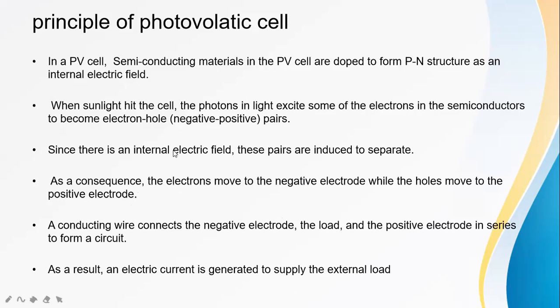That means, what is the principle of this photovoltaic cell? Whenever light falls on the junction, the photons in the light excite the electrons. With this, electron hole pair generation takes place. These generated electron hole pairs are induced to separate due to the internal electric field. The electrons move to the negative electrode, and the holes move to the positive electrode. With this, the electric current is generated to supply the external load. This is the working of the photovoltaic cell.